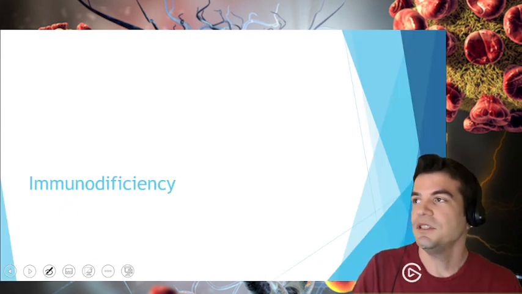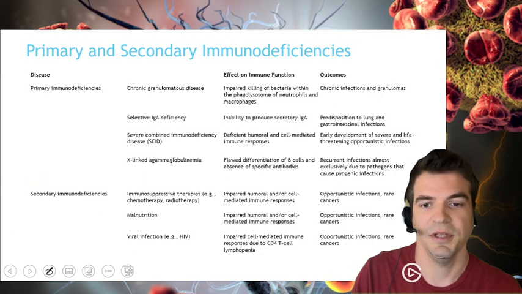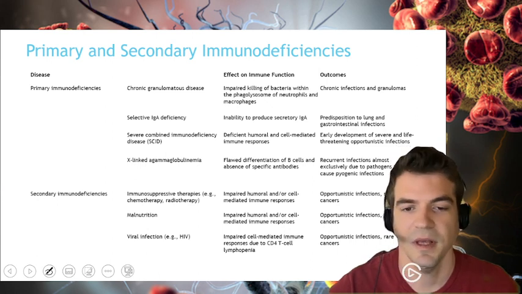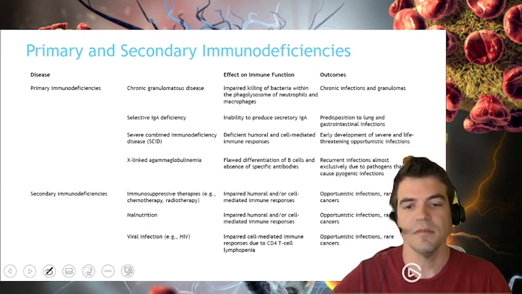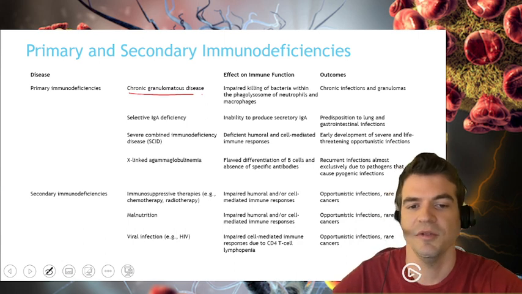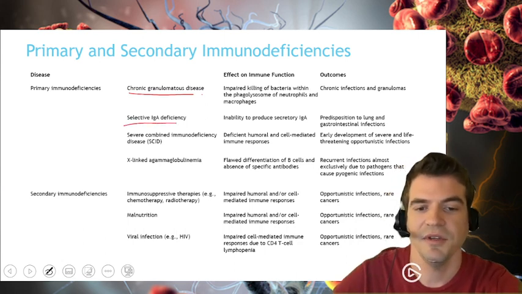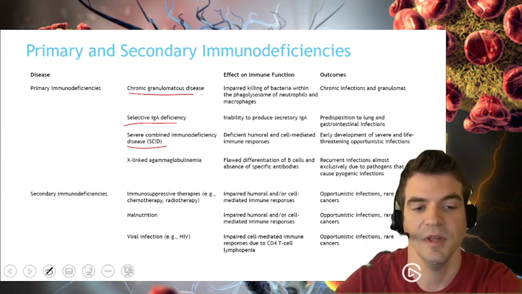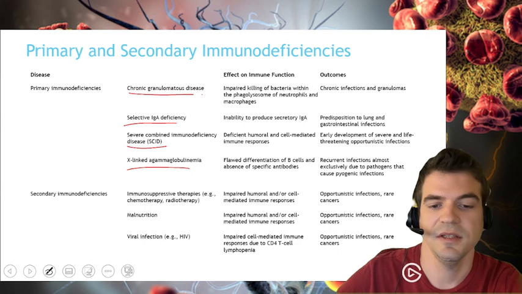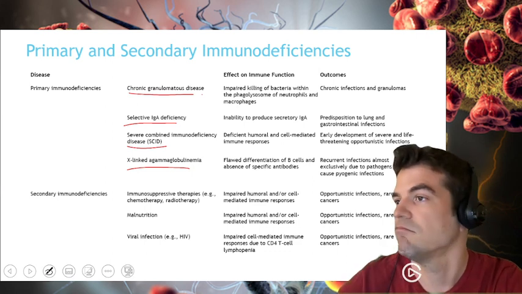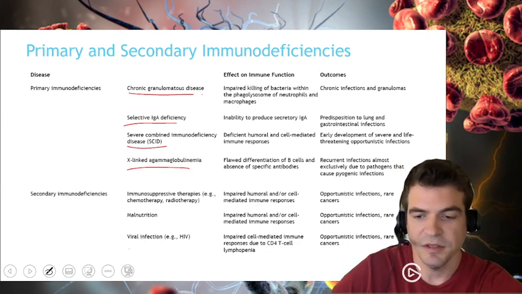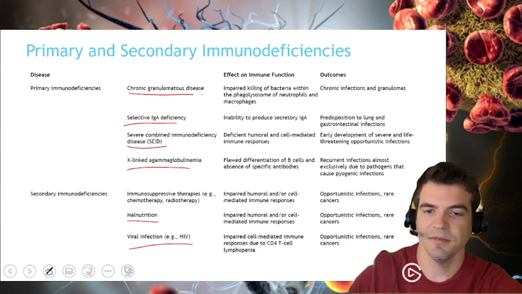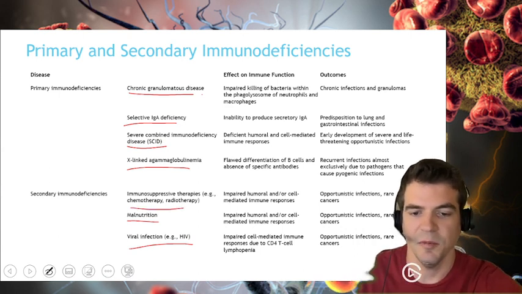Immunodeficiencies. Apologies for the misspelling there. We can have primary and secondary immunodeficiencies. Primary ones include chronic granulomatous disease, IgA deficiency, severe combined immunodeficiency disease, and X-linked agammaglobulinemia. We have HIV on this list too, along with malnutrition and therapies.